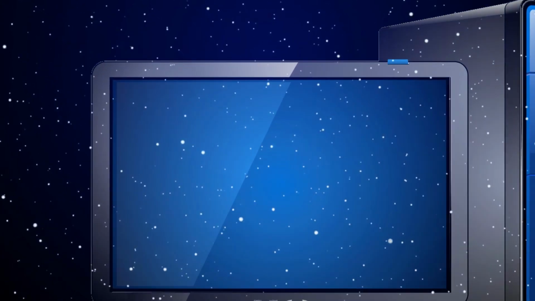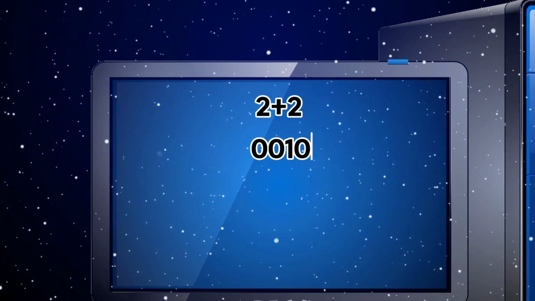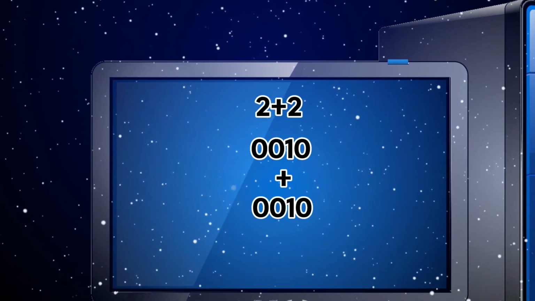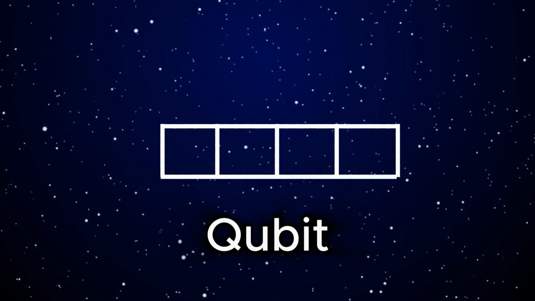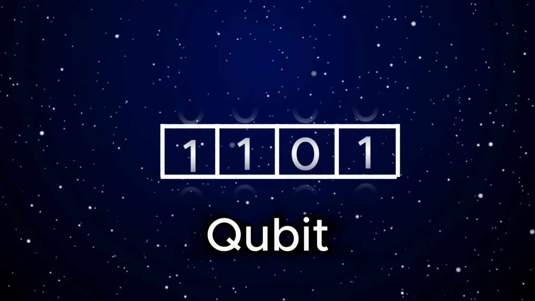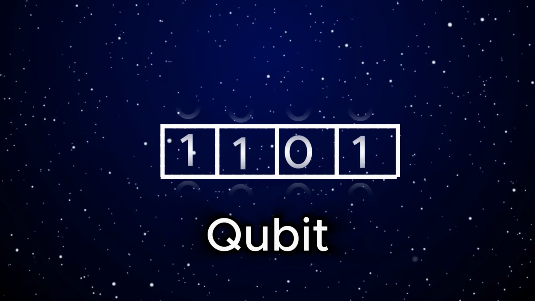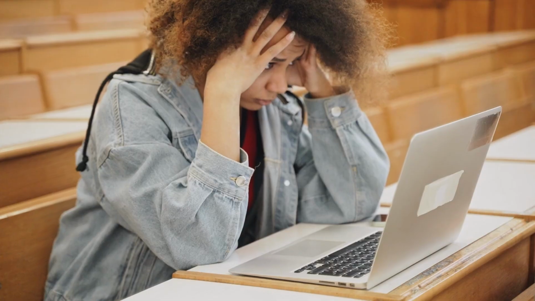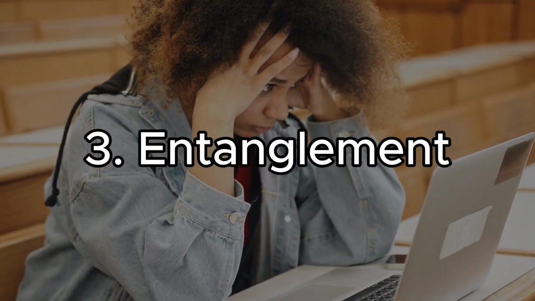In our PCs, 2 plus 2 is always done as 0010 plus 0010 in a 4-bit representation. But in a qubit, each qubit can be either 0 or 1, making 16 possibilities. If it behaves like this, then how can we work? That is where entanglement comes in.